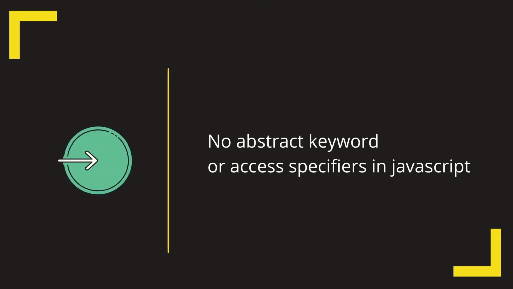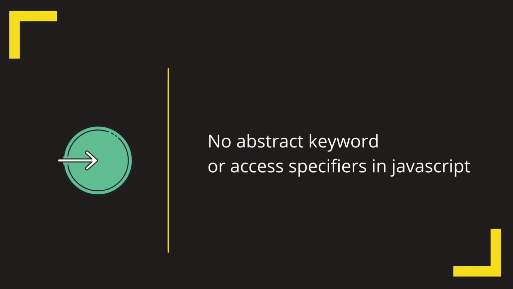When we discuss object-oriented programming, the first thing to pop up would be the four pillars of OOPS, namely inheritance, abstraction, encapsulation and polymorphism. If we are relating those concepts to an abstract keyword or access specifiers like public or private, as it is available in Java or C#, we can't find those in JavaScript. But there are ways in which these concepts can be implemented in JavaScript.